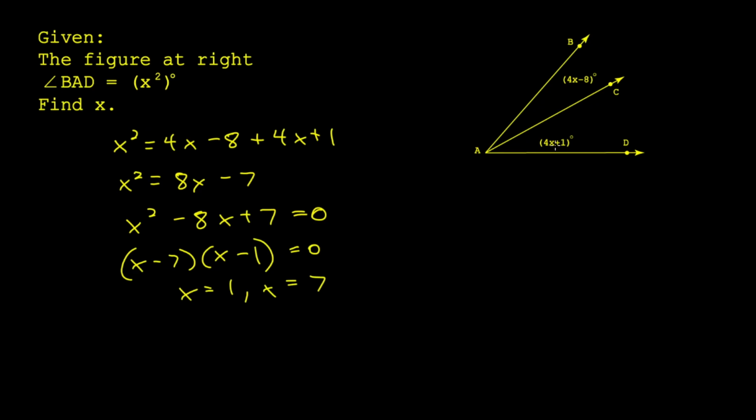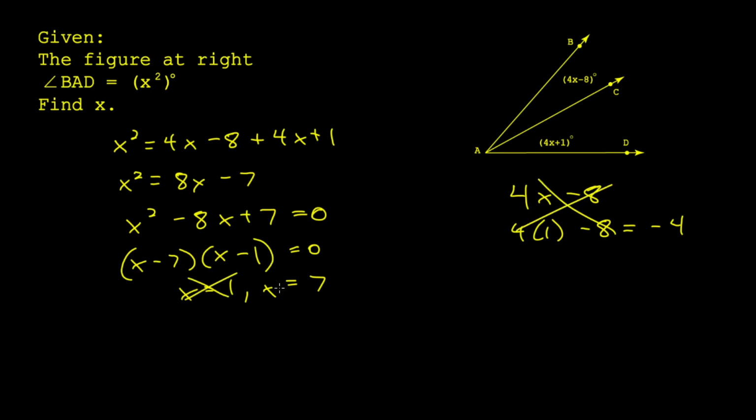Now in geometry, each time you're going to need to take your answers and plug them back in to see if we have extraneous solutions. These angle measures cannot be 0 or negative. So if we plug in 1 here, 4x minus 8, well, 4 times 1 minus 8 equals negative 4. That cannot happen. Therefore, that is an extraneous solution.